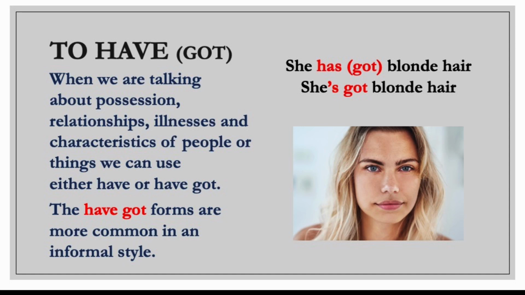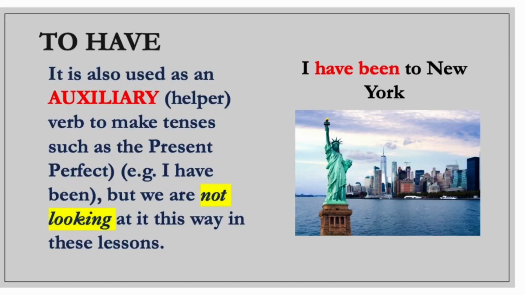To have got. When we're talking about possession, relationships, illnesses and characteristics of people or things we can use either have or have got. The have got forms are more common and in an informal style. She has got blonde hair. She's got blonde hair. It's also used as an auxiliary helper verb to make tenses such as the present perfect. Example, I have been. But we are not looking at it this way in these lessons. I've been to New York.